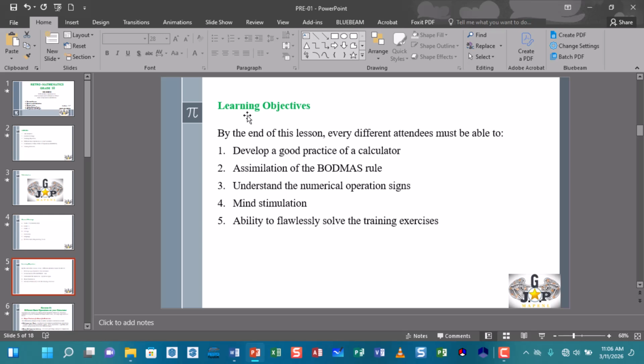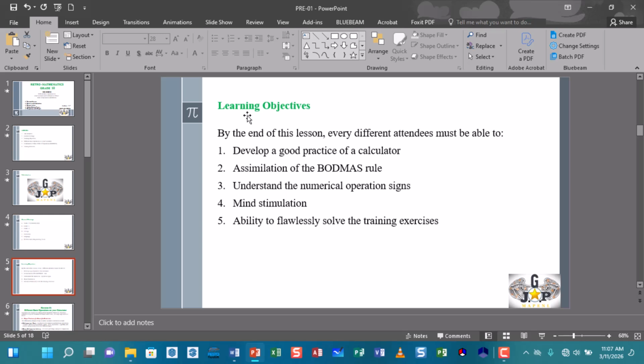Very, very important. I repeated it three times. It's important to be able to grasp it now, so that in the future it might not become a headache to you. And the first thing is you have to understand the numerical operational signs, very crucial, up to your degrees, your masters. It will follow you everywhere you go in engineering or in other fields.